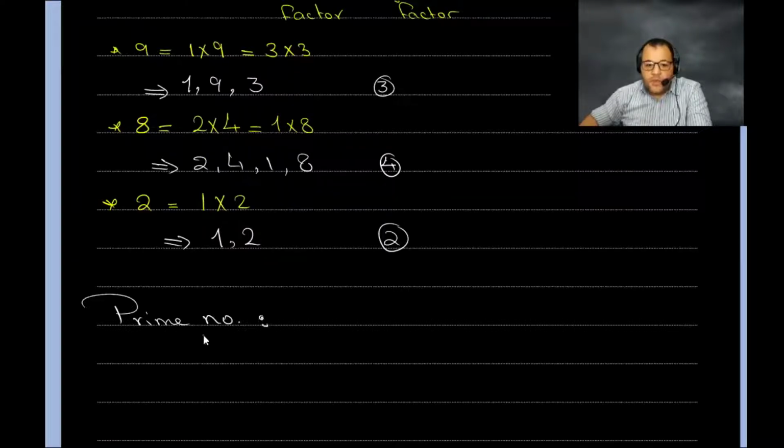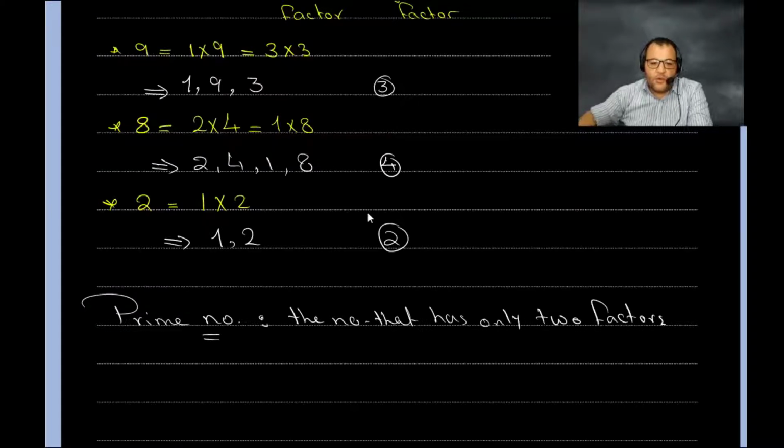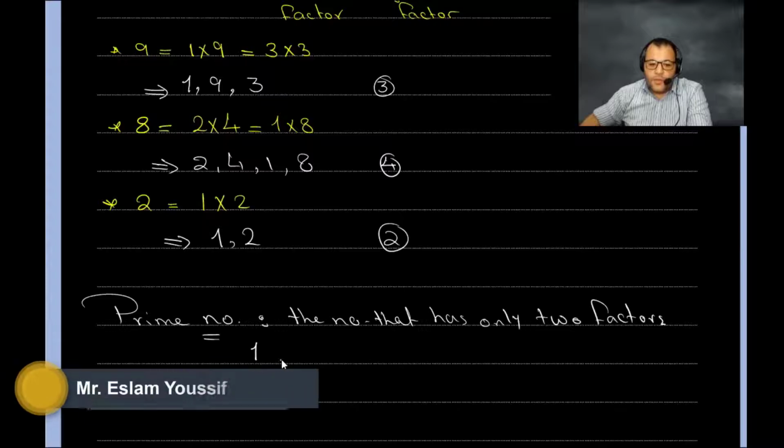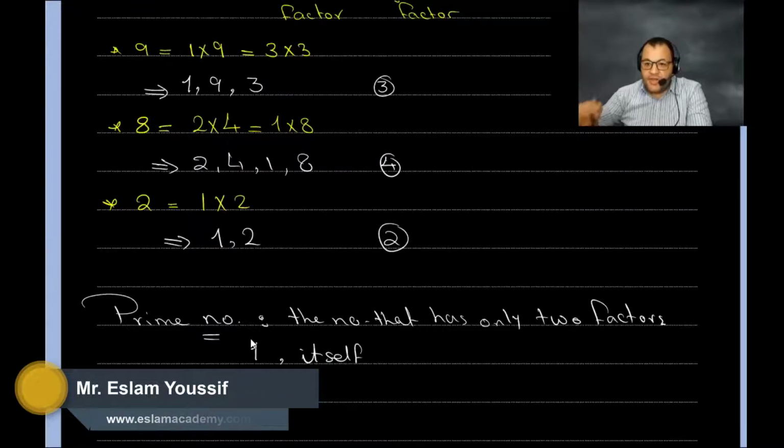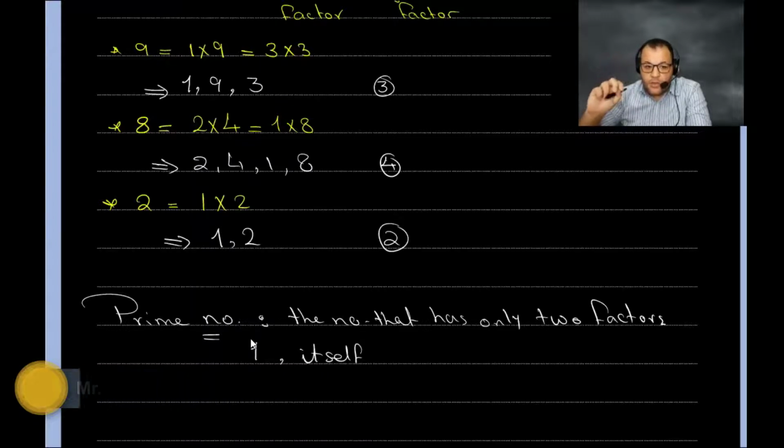The number that has only 2 factors. What are the 2 factors that we have? 1 and itself. So the number that has only 2 factors is called a prime number.